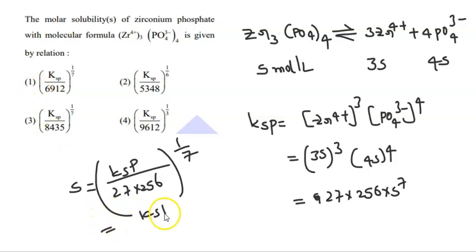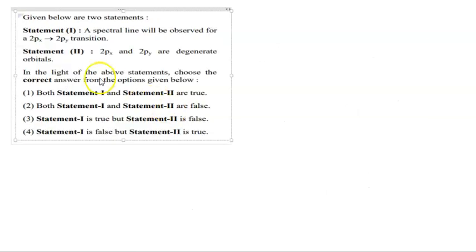That means Ksp by 6912 into whole power 1 by 7. Option 1 is the correct answer for this given question.